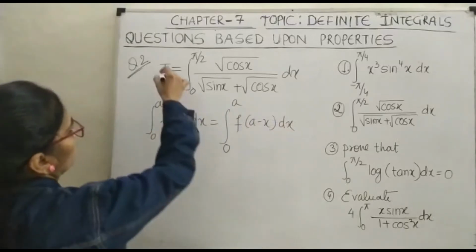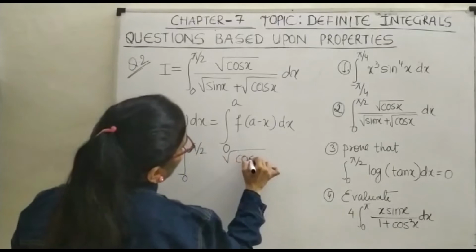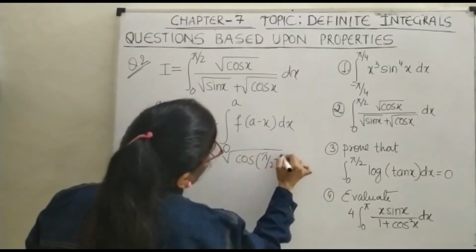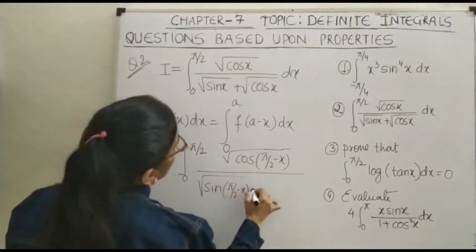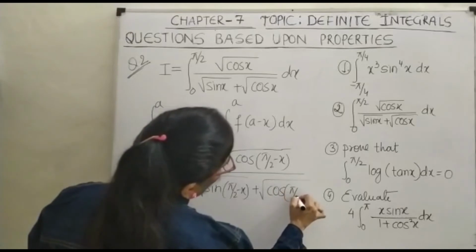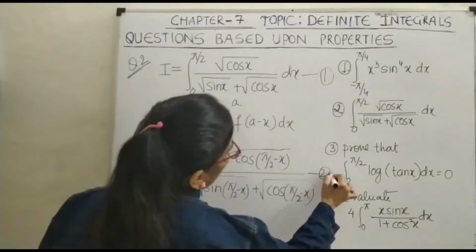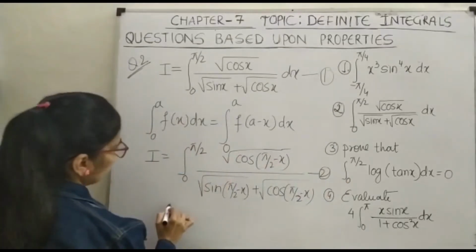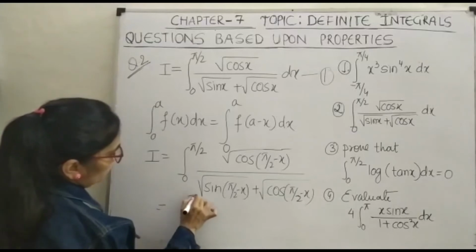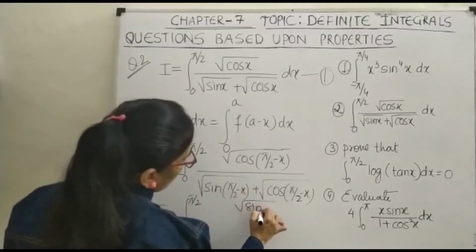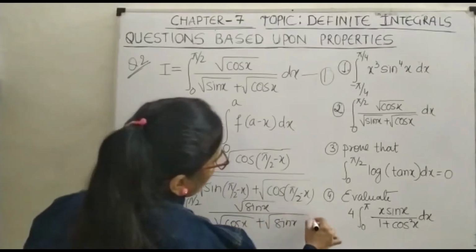So when we use this property, our I becomes the integral from 0 to pi by 2 of under root cos(pi by 2 minus x) upon under root sin(pi by 2 minus x) plus under root cos(pi by 2 minus x). Suppose this is your first equation and this is your equation number 2. Just add this. We can simplify. Then this becomes the integral from 0 to pi by 2 of under root sin x upon under root cos x plus under root sin x. Now give this as equation number 2.